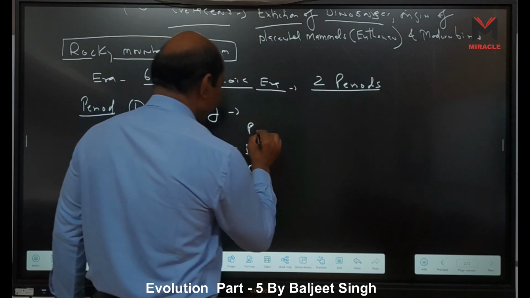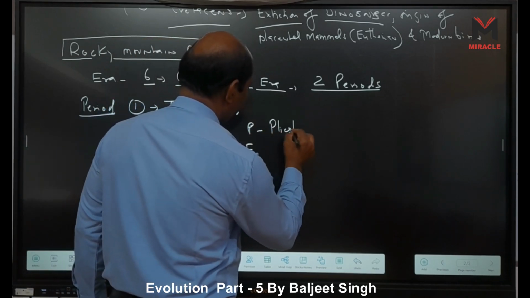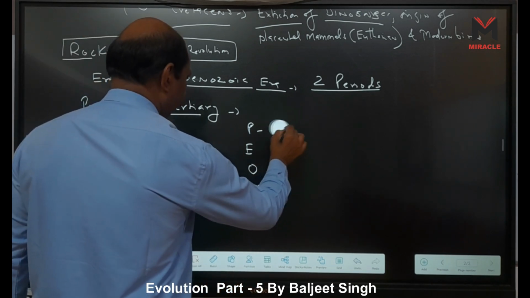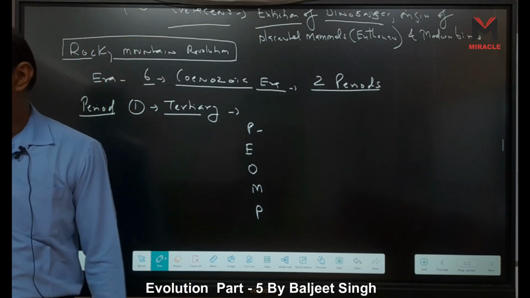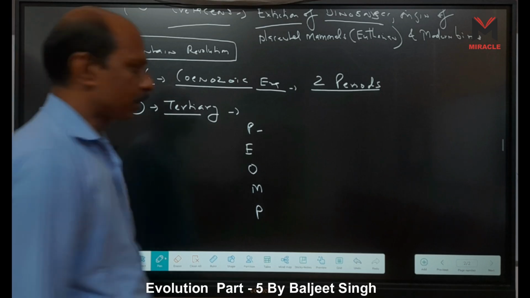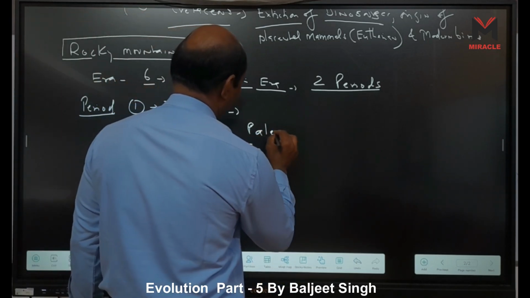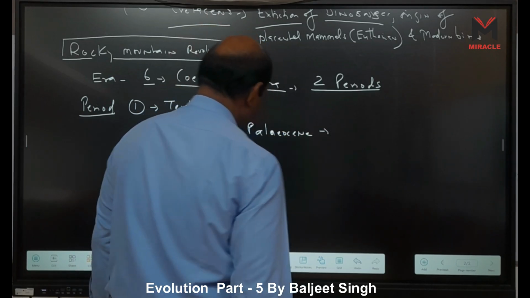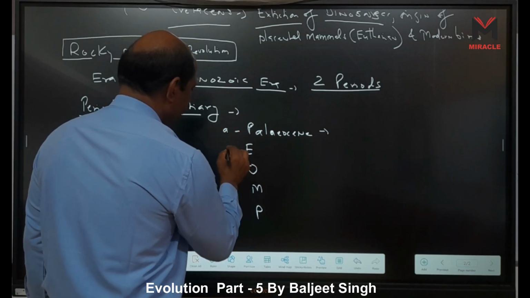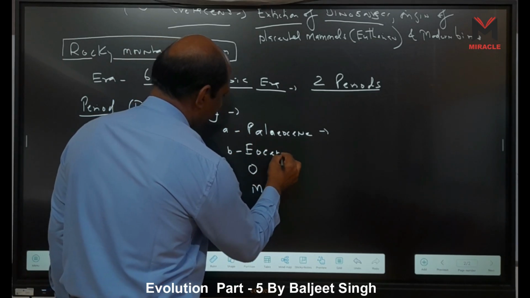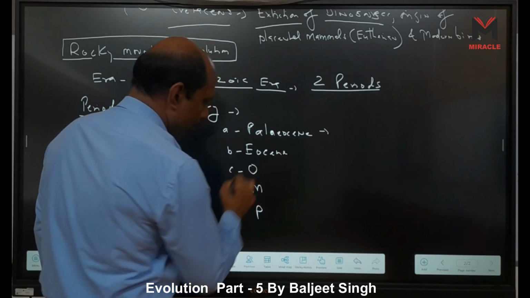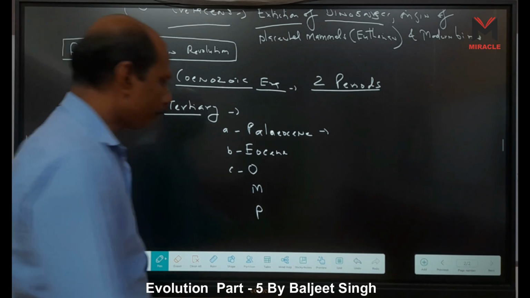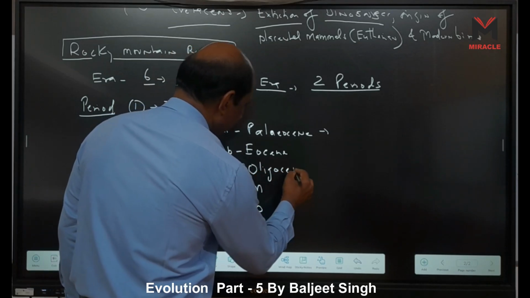So what does P mean? P means Paleocene. Sorry, it is not Pleistocene, it is Paleocene, P-A-L-E-O-C-E-N-E. That is the first, then second. E means Eocene. Third, O means Oligocene, O-L-I-G-O-C-E-N-E.